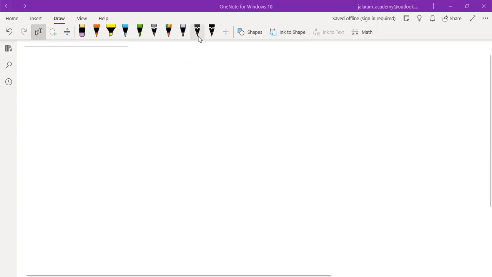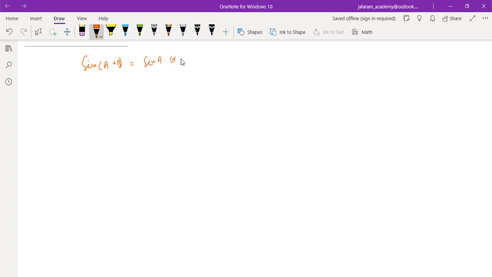In last sessions, we have studied about compound angles, in which we have used some formulas like sin A plus B equals to sin A cos B plus cos A sin B. Sin A minus B equals to sin A cos B minus cos A sin B. In this, we have calculated the sine of sum of two angles.